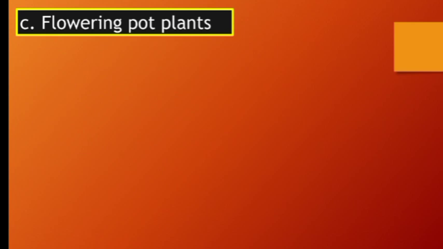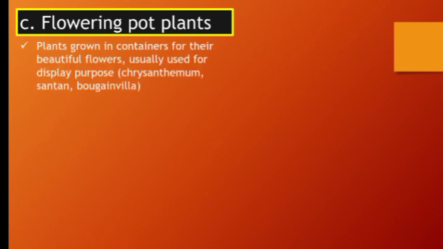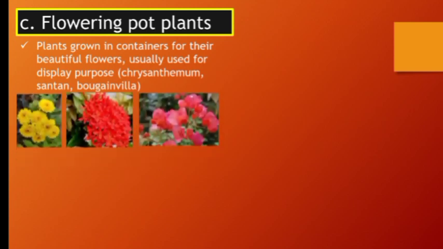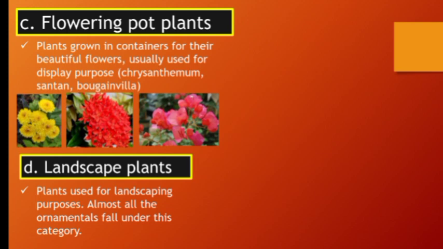For the third is the flowering pot plants, which are plants grown in containers for their beautiful flowers, usually used for display purposes, like chrysanthemums, santan, and bougainvillea. Fourth is landscape plants, which are plants used for landscaping purposes. Almost all the ornamentals fall under this category.